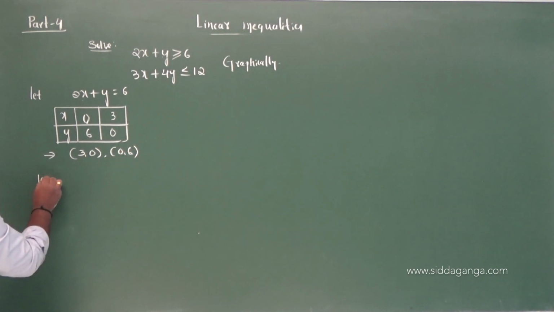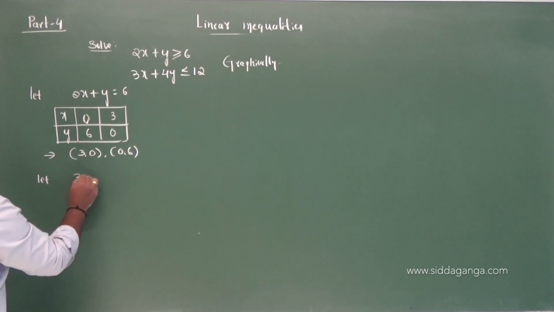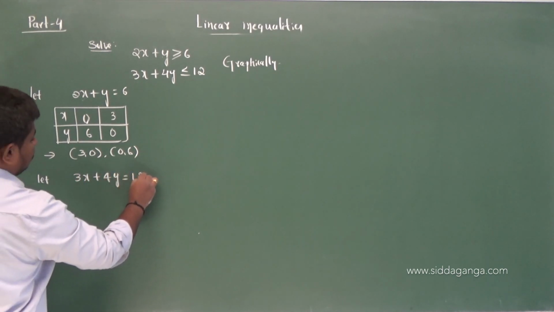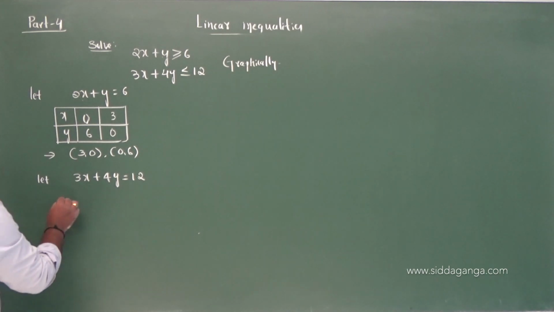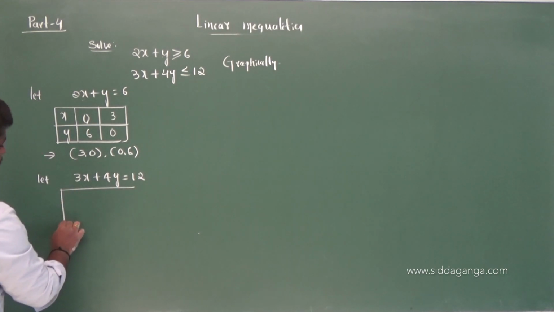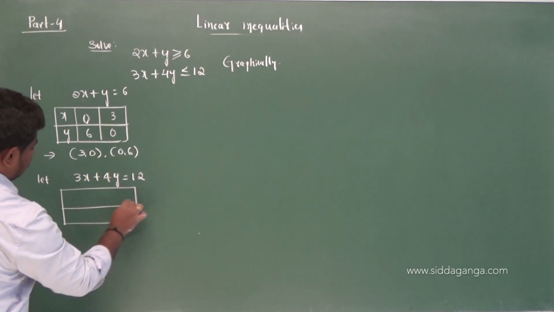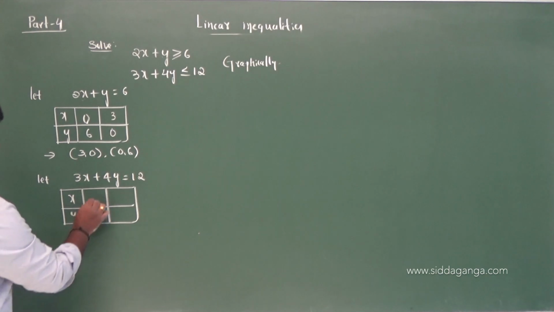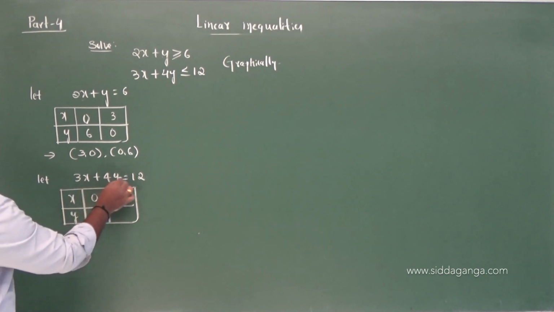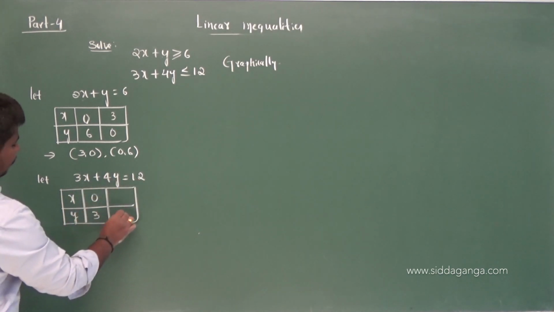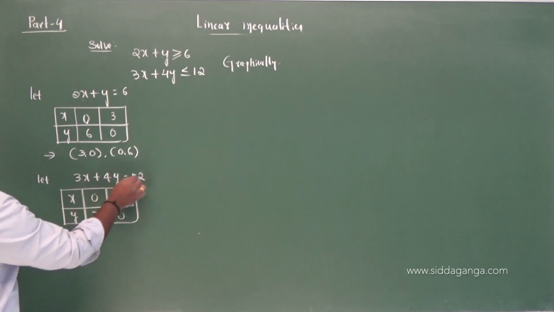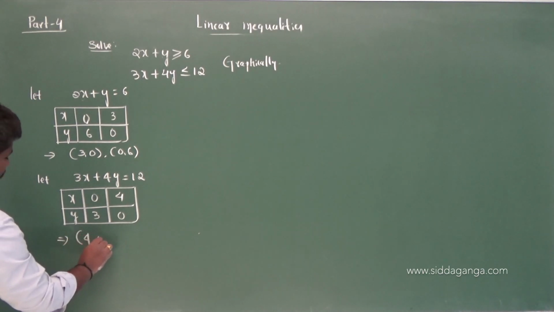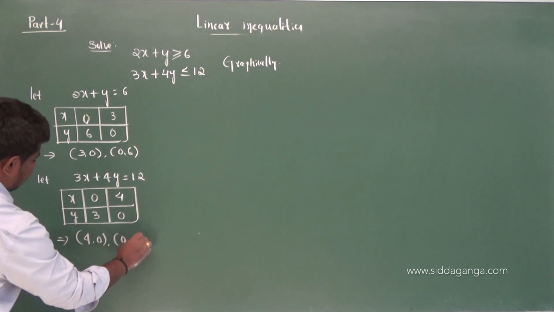Second line, let the second line from the second inequality be 3x plus 4y is equal to 12. Passes through what? This is x and this is y. When x is 0, what happens? 4y is equal to 12, then y is equal to 3. When y is 0, 3x is equal to 12, then x is equal to 4. So it passes through 4 comma 0 and 0 comma 3.